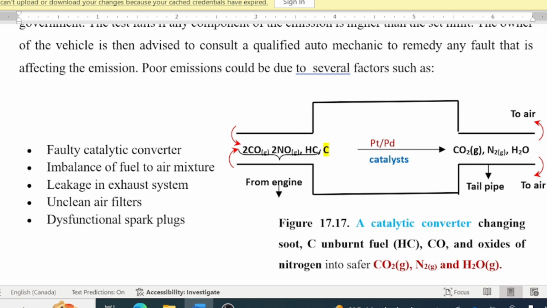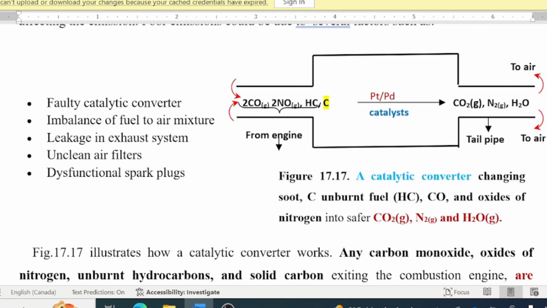Oxides of nitrogen, unburnt hydrocarbon, and some carbon. What this guy does is a change. It converts all of these into less poisonous gases. For example, most of the NOx, they call it nitrogen oxide, will be converted to gaseous nitrogen. It's harmless. And all of these, like hydrocarbons, will be burned to give you water and carbon dioxide. So except for this one here that causes global warming, all of these are harmless gases, and we can breathe that in nicely in the environment, right? That is how a catalytic converter works.